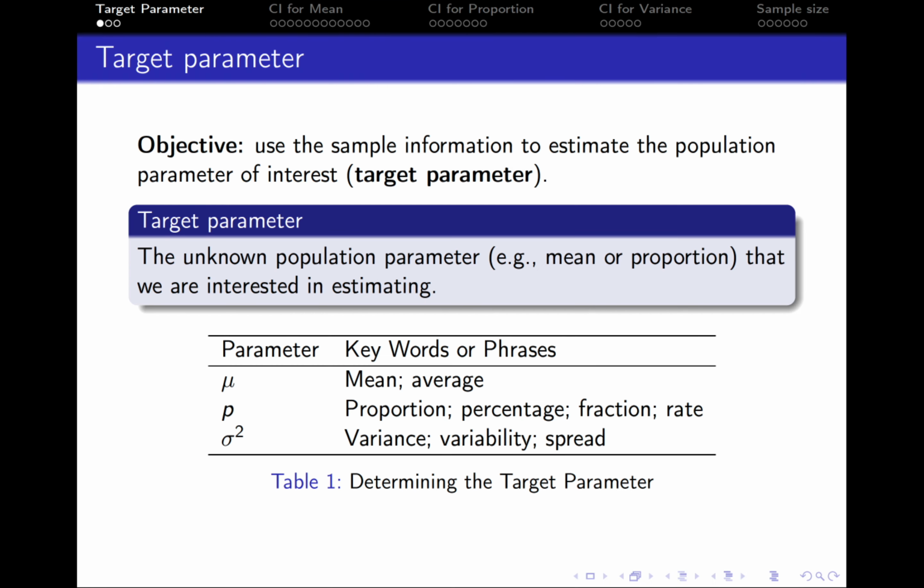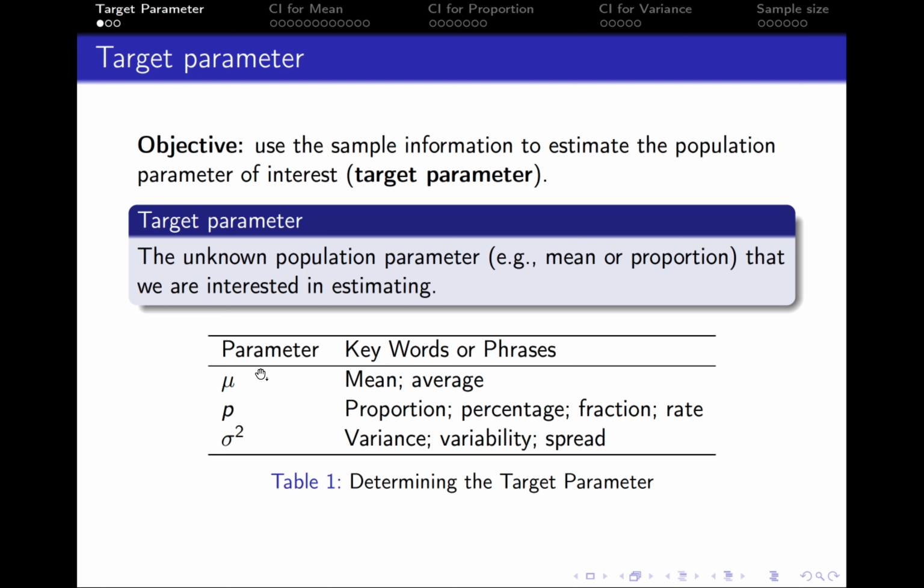So our objective is to use the information from some sample to get some information from the population. And when we use the sample information, we estimate the so-called population parameters of interest, which from this point we'll start calling target parameters. So target parameter, this is the unknown population parameter. It can be mean, proportion, or variance that we are interested in estimating.